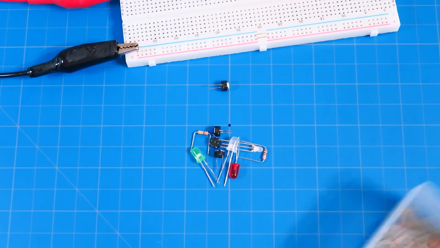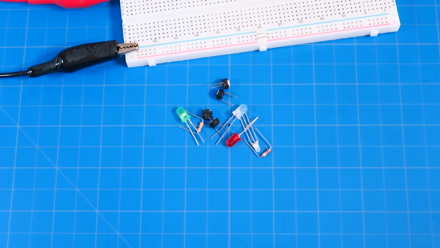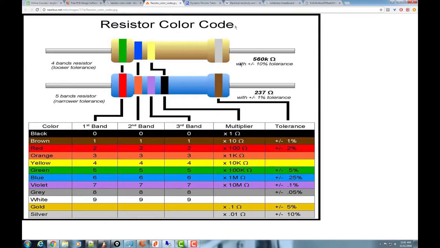We're going to learn the color code, but 100 ohm is brown, black, brown. So I'm going to look for that. While I'm looking, I want you to look at this resistor color code, and we're going to go over this. Take a look at that while I'm looking for a 100 ohm resistor. We're looking for brown, black, brown. Okay, I found my brown, black, brown.